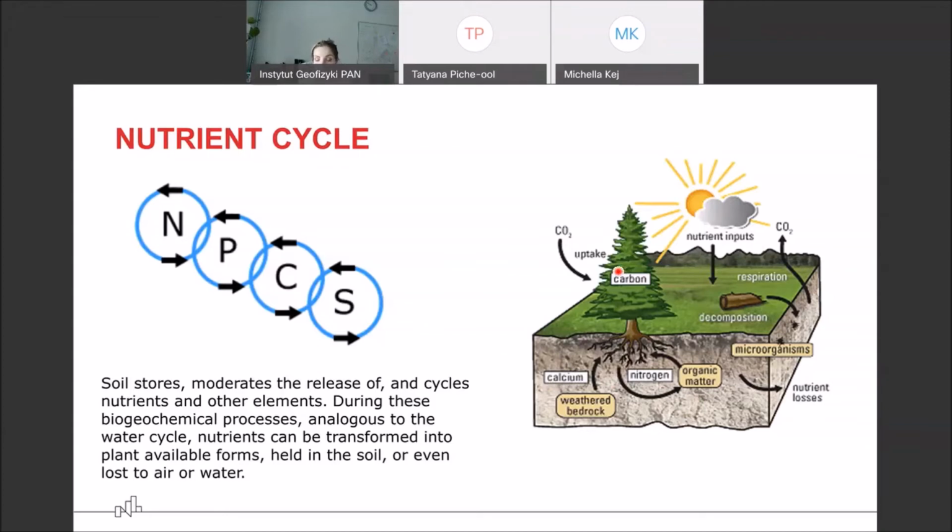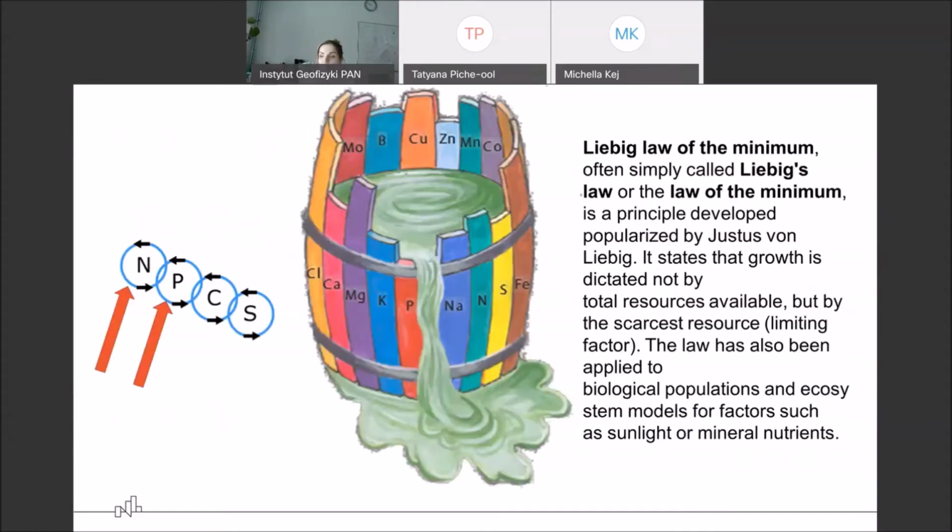In general, from the perspective of living organisms, it is important that the nutrients are transformed into forms that are available for plants. And about this availability, which is also very important from the Arctic perspective, here's something I would like you to see. This is a graphic representation of an existing environmental law, you might say, which is called Liebig's law, or the law of the minimum.